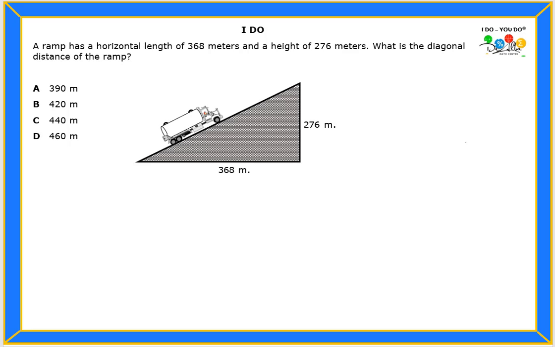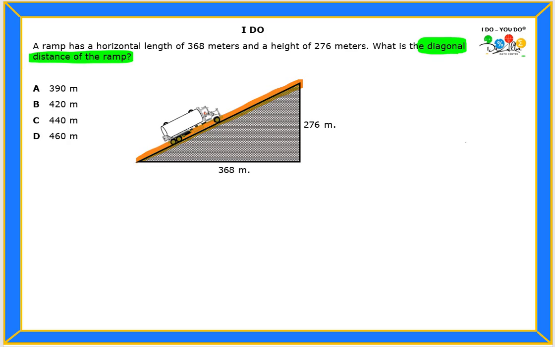And it says, a ramp has a horizontal length of 368 meters and a height of 276 meters. What is the diagonal distance of the ramp? Okay, so what is it that I'm looking for? Well, I'm looking for the measurement of the diagonal distance of the ramp, which would be this one right here. That's my diagonal, right?